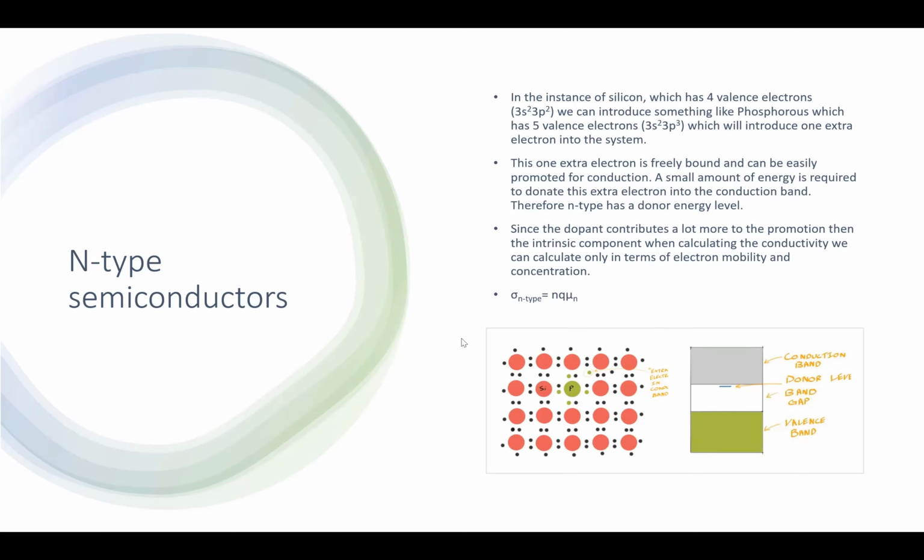And since the dopant contributes a lot more to the promotion than the intrinsic component, when calculating the conductivity, we can calculate only in terms of electron mobility and concentration. So we remove that whole second term.